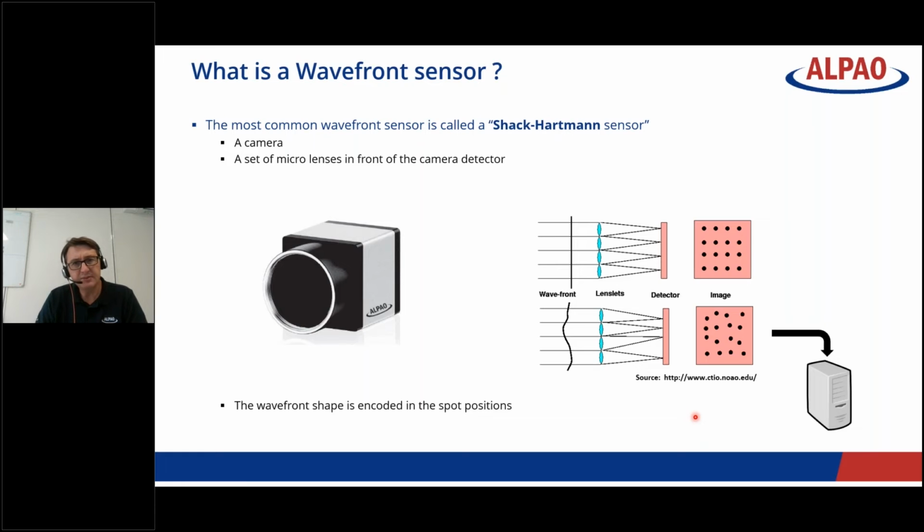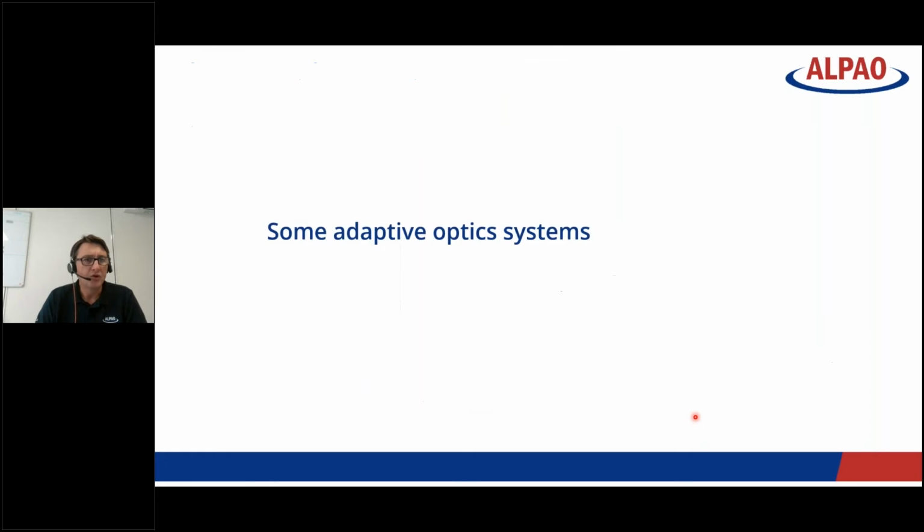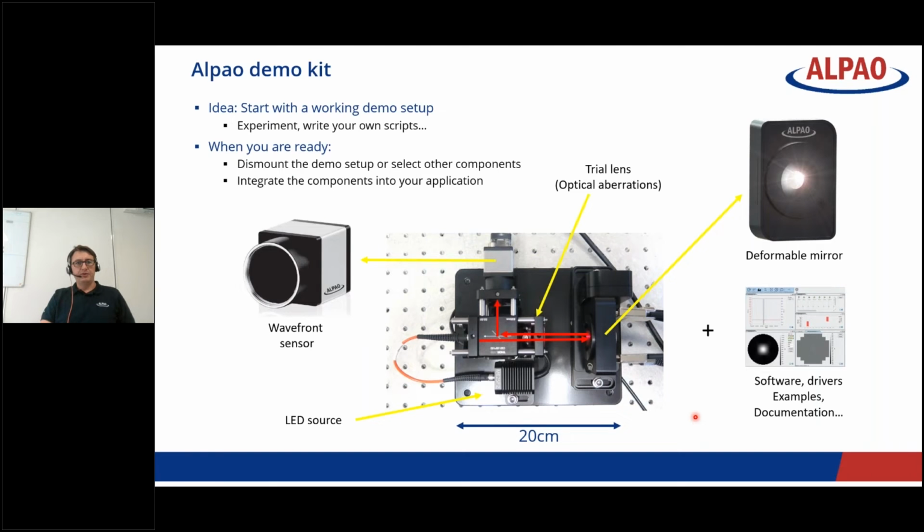So this is a basic principle. Now I will give you a few examples of real adaptive optics systems. The first one is very simple. This is what we call a demo kit, or an evaluation kit.